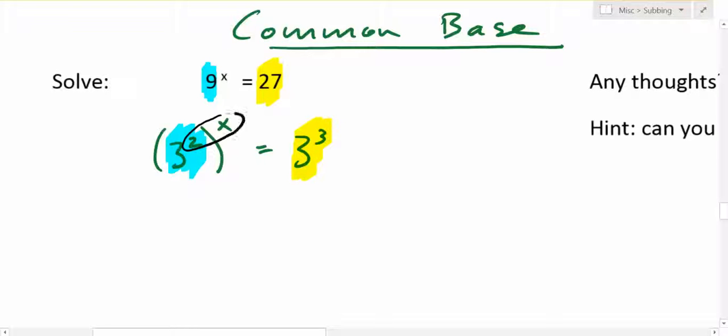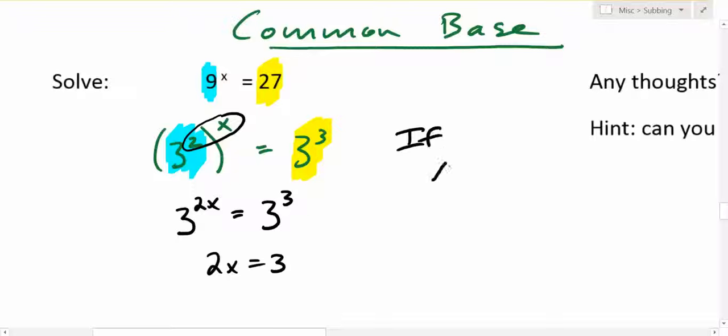What can you do with powers of powers? You multiply them. That's going to be 3 to the 2x equals 3 to the 3rd. So if 3 to the 2x equals 3 to the 3rd, what has to be true? 2x has to equal 3. And this is not division. This is not subtraction. It's this fact.